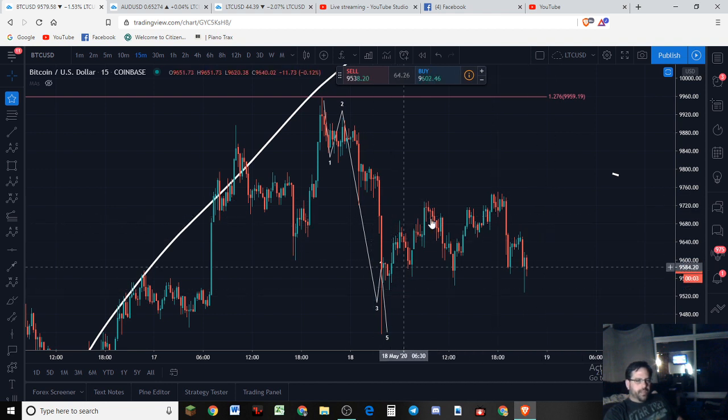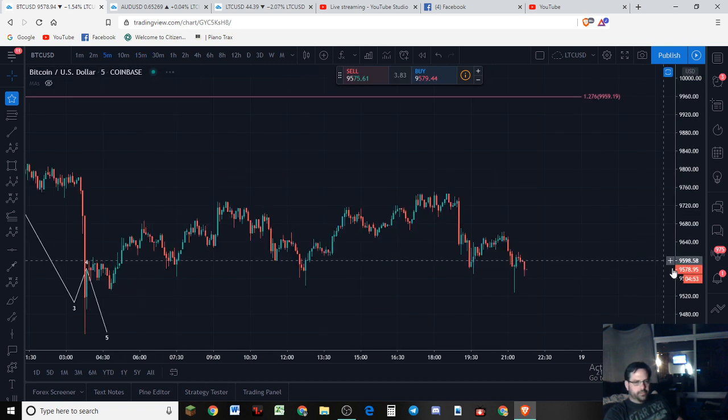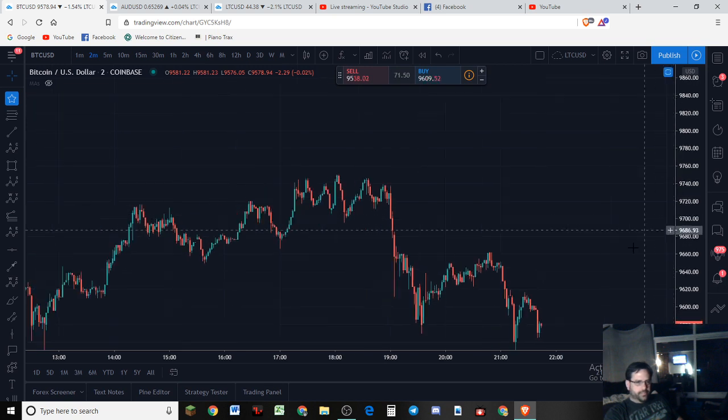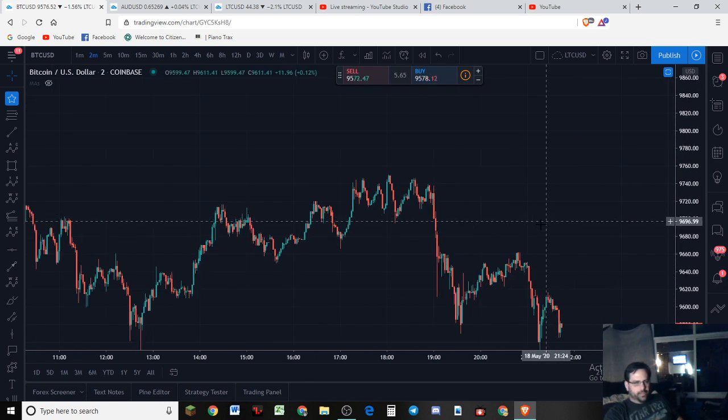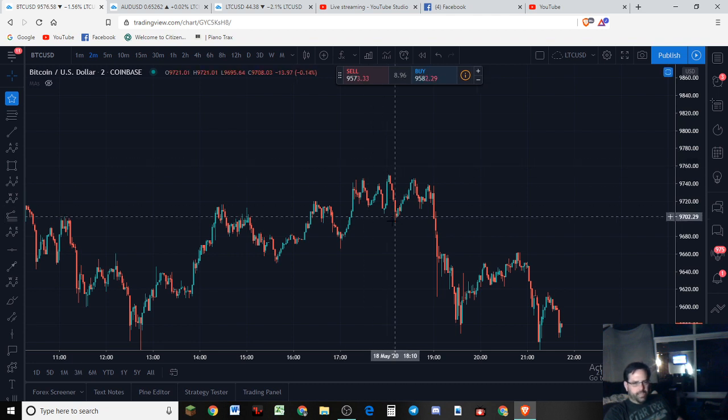So this could be 5, this could be 3, 1, 2, 3, 4, 5. Yeah. It all just depends on if this wave is finished. Let's go to the 5-minute chart. Let's go to the 2-minute chart. Let's see if it's finished. All right, I'm gonna count this on the 2-minute chart. Here we go. There's the top.